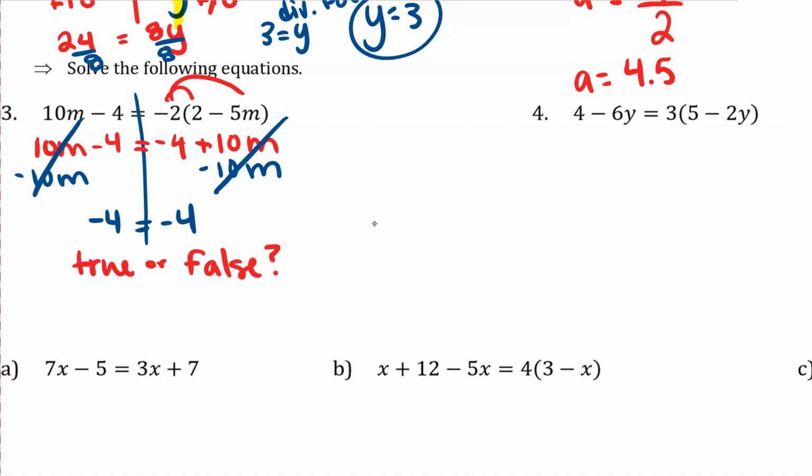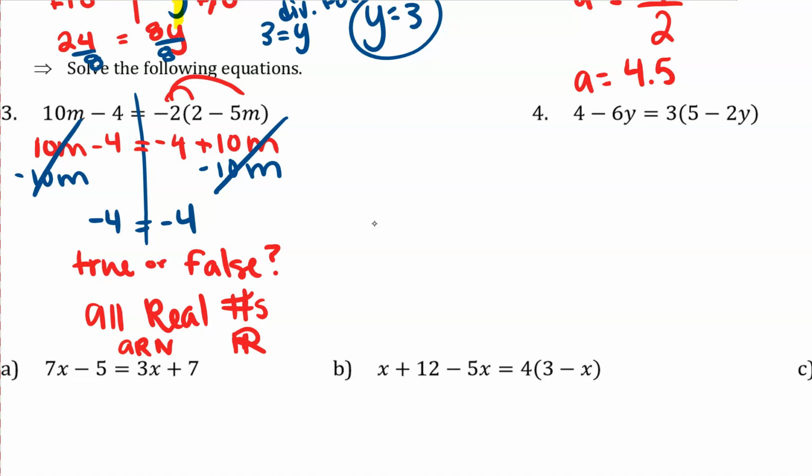Is negative 4 equal to negative 4? Yeah, they're the same, so they're equal, which means our answer is going to be all real numbers. You can write this as ARN, or you can use the all real numbers symbol. It looks like a capital R with an extra little line on it. Any of those would work: ARN, all real numbers, or the all real numbers symbol.